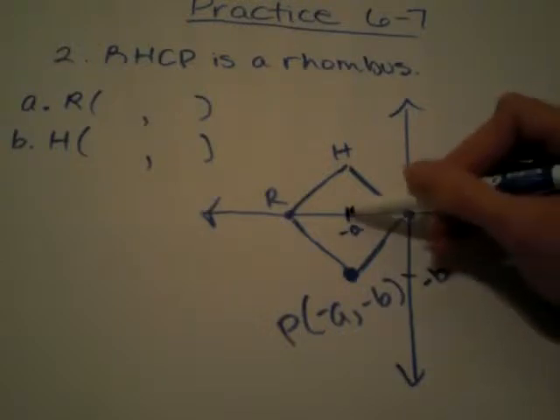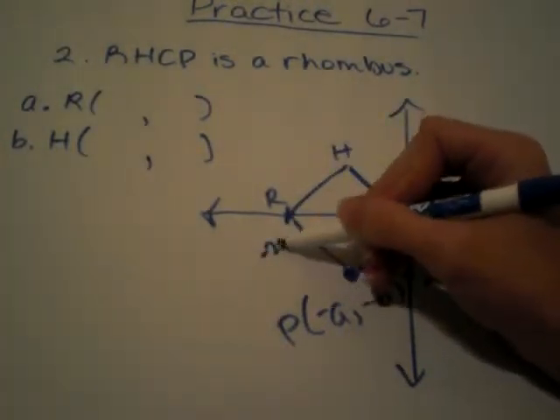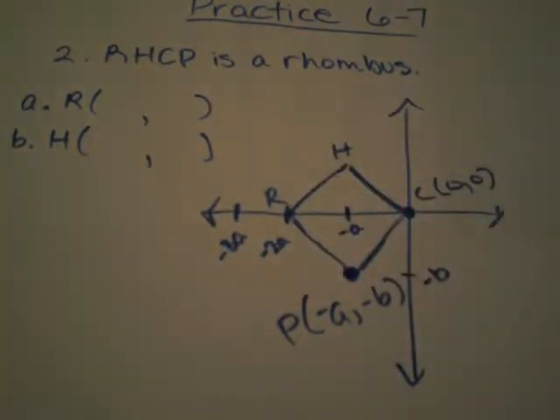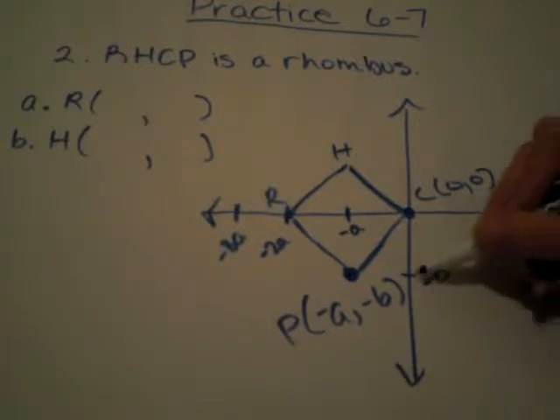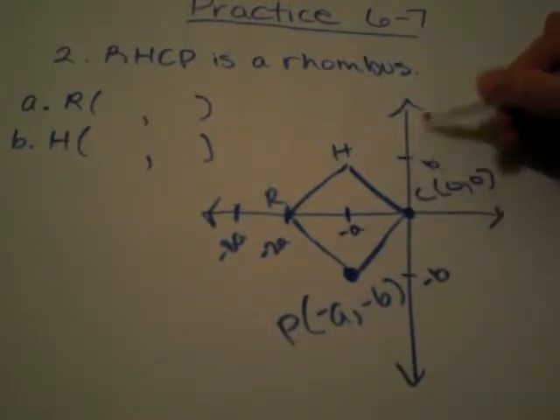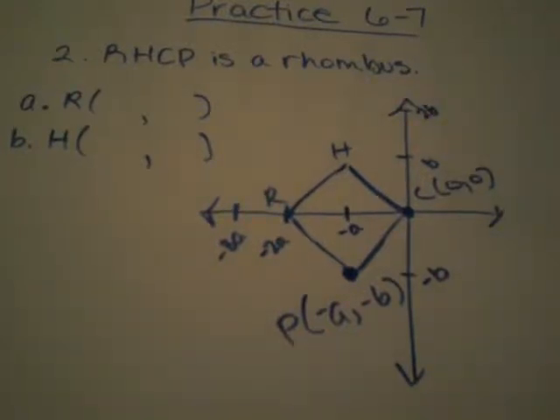So if we continue counting here, this would be -1a, this would be -2a, and then -3a would be out here. And we can also do the same thing with the -b. If we go -b and 0, this would be +b. We could continue and put 2b up here if we wanted to and keep labeling.